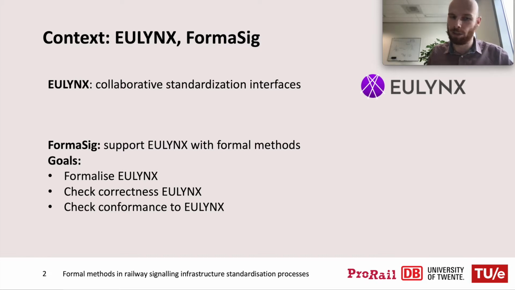The main goal is to support ULinks with formal methods in three distinct ways: by formalizing the ULinks standard so that the standard is completely unambiguous, to check the correctness of ULinks in the sense that it doesn't contain safety errors, and to check conformance of implementations to this ULinks standard.